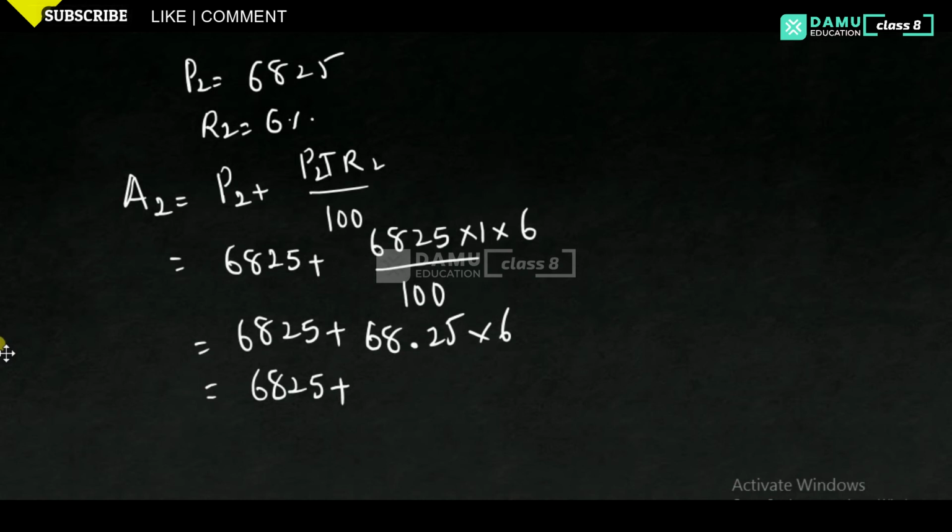So what is that? 409.5. That is the one. So let's take here what is this compounded interest. So compounded interest will be 409 point interest. So let's take compounded interest.